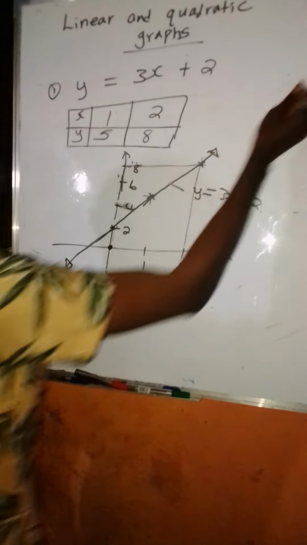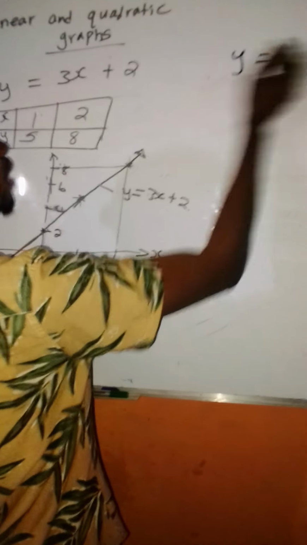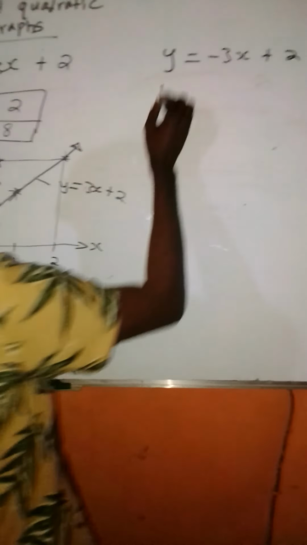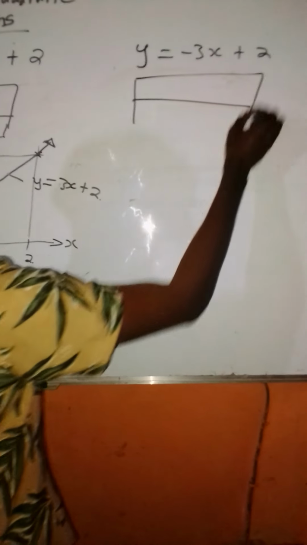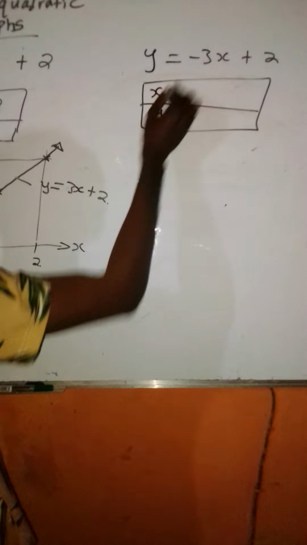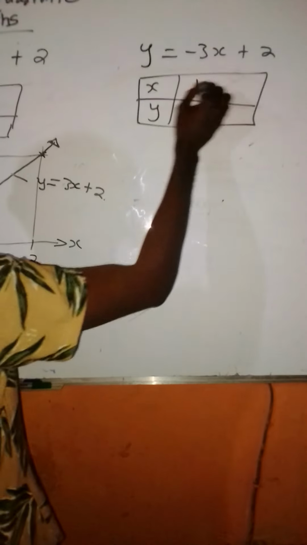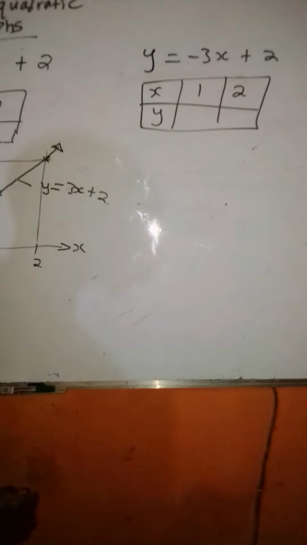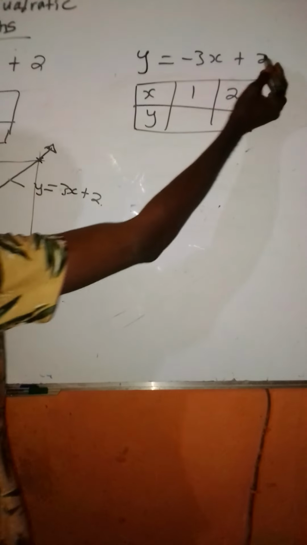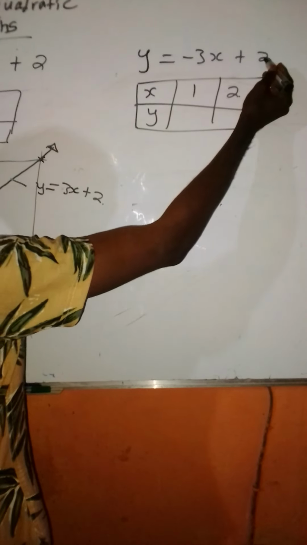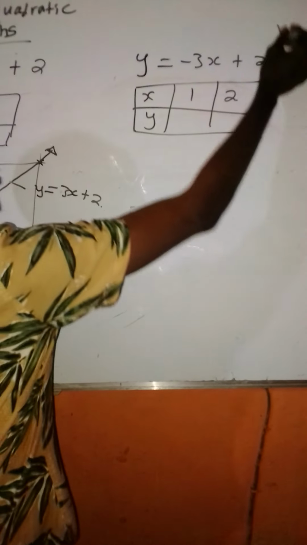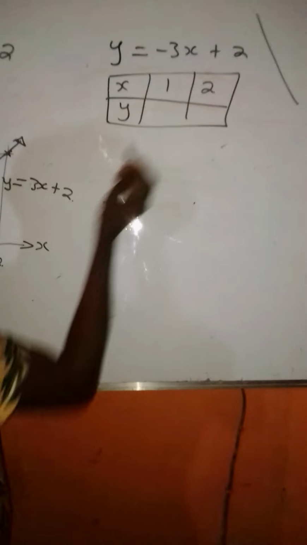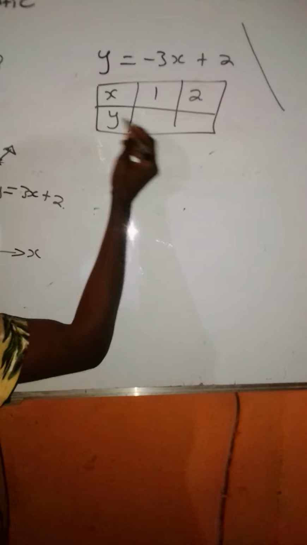Now let's use the same equation where instead of positive we use negative 3x plus 2. Without wasting much time, let's use the same values of x as we have here, 1 and 2. As I said, the line will pass through y equals 2, and because of the negative, the line will go in this direction. So it takes the shape of this direction.